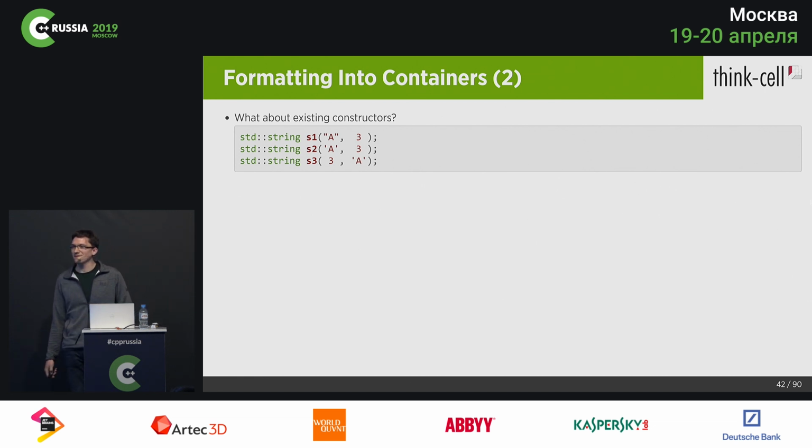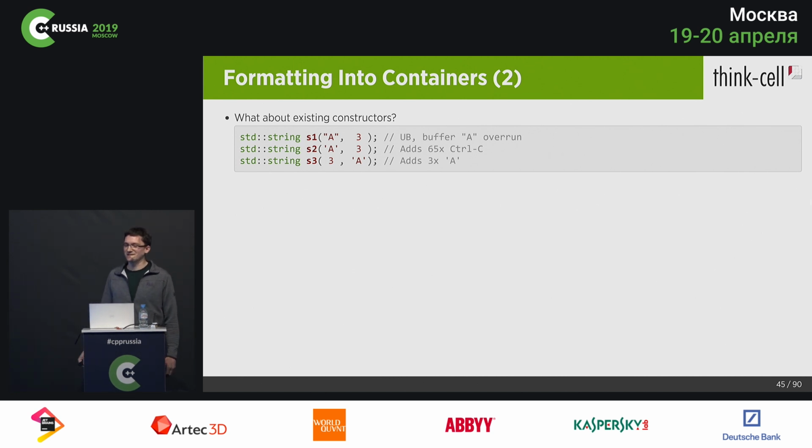So the first constructor, the first example, will construct a string by copying the first 3 characters from the string literal A, which is a buffer overrun. So this is probably not very useful. The second example is a little bit more useful because it will add 65 times Control-C into the string. But I think what the user really wanted to say here, most likely, is just a string which contains the character A 3 times. And I'm not really sure if these constructors are so useful anymore.